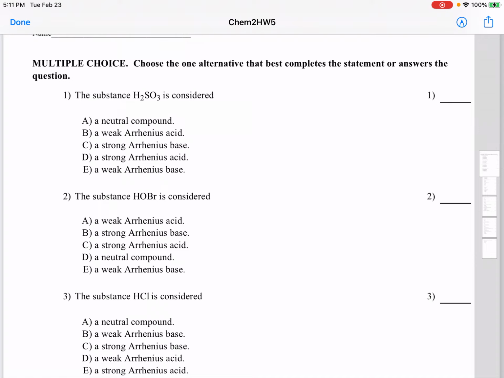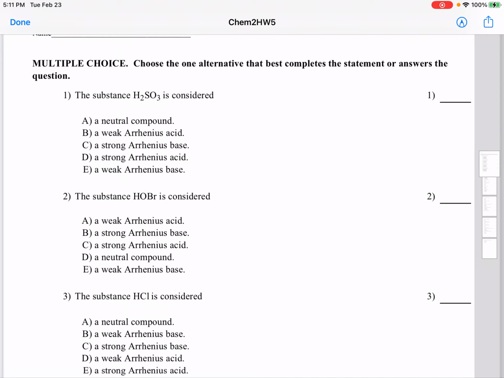Remember, we learned about three ways that we can define acids and bases. One is Arrhenius acids and bases, which is if you have hydrogen in the acid or base, that is considered an acid, and if you have an OH group, that is considered a base. That's the Arrhenius acid-base definition.